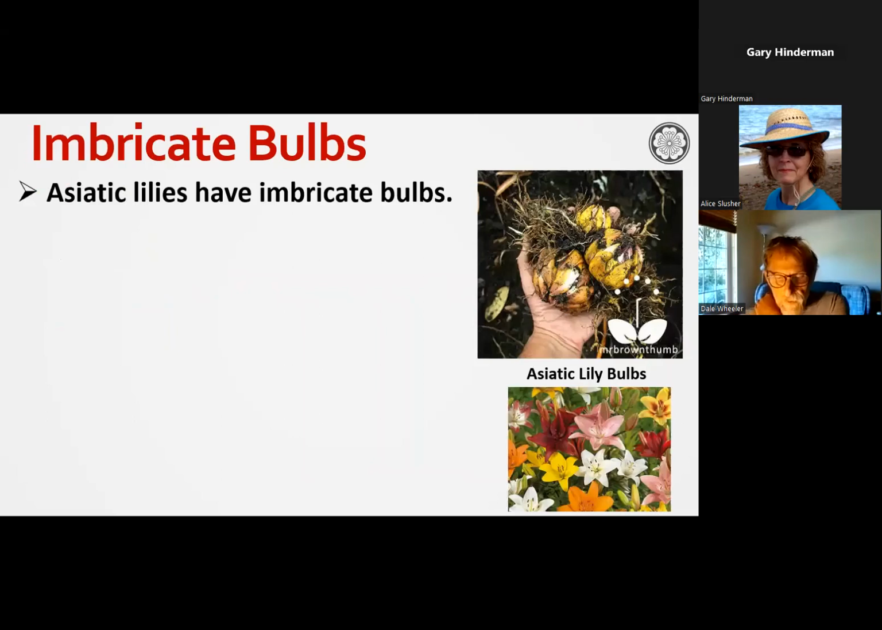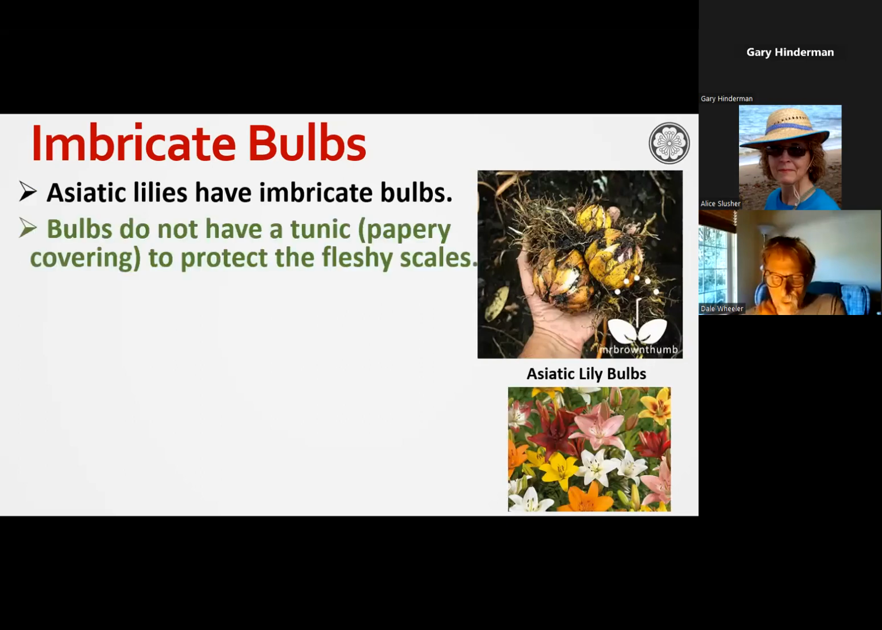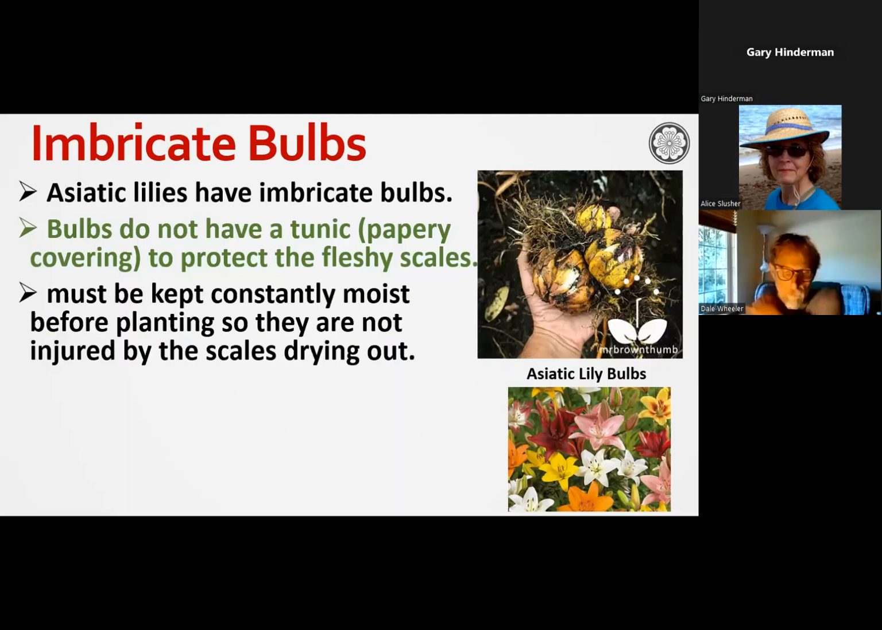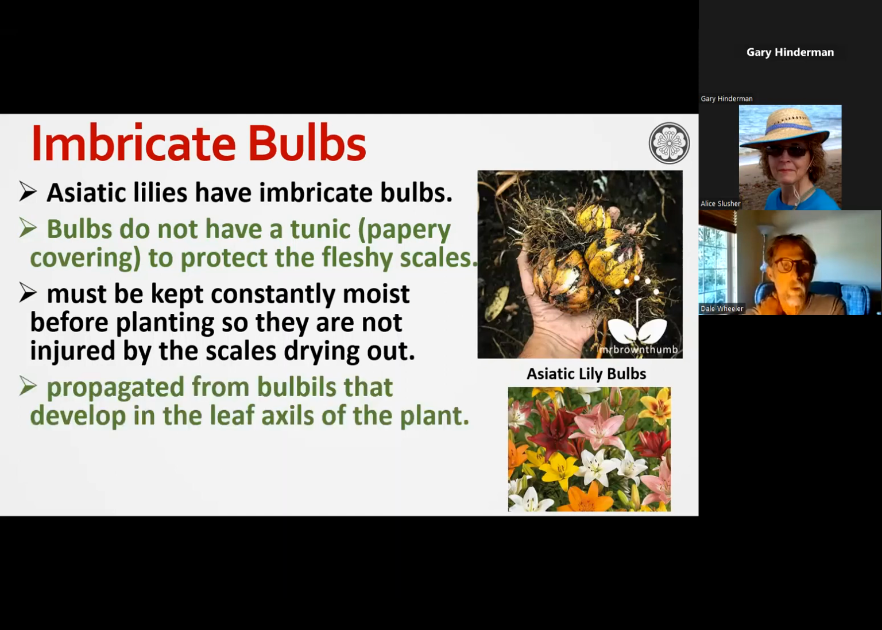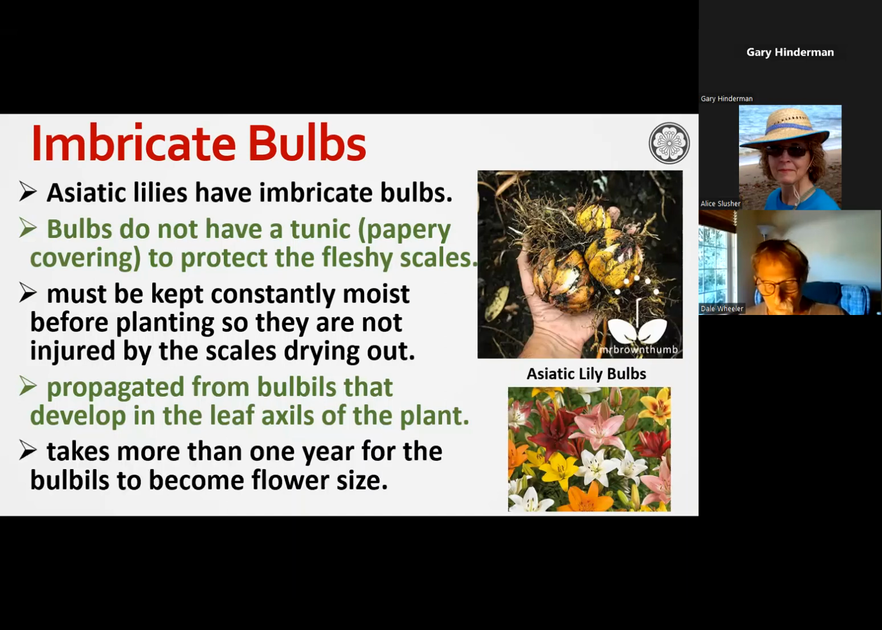Asiatic lilies have imbricate bulbs. Imbricate bulbs do not have a tunic to protect the fleshy scales. Imbricate bulbs must be kept constantly moist before planting, since the scales will be injured if they dry out. Asiatic lilies are propagated from bulbils that develop in the leaf axils of the plant. And it requires more than 1 year for the bulbils to become large enough to flower.